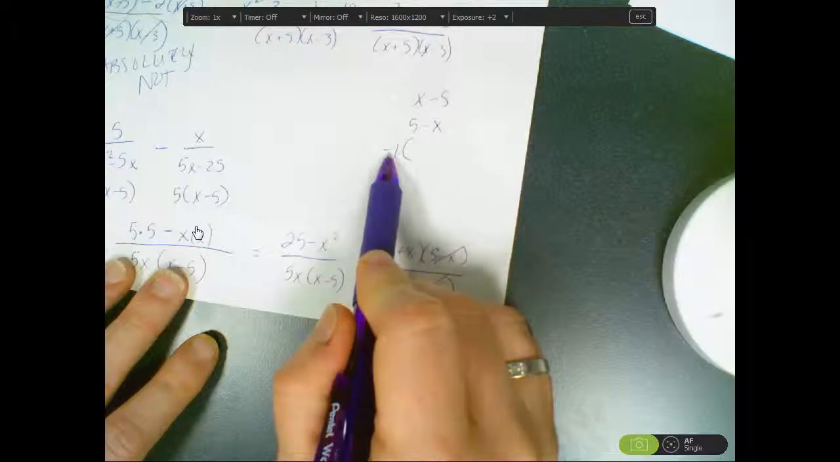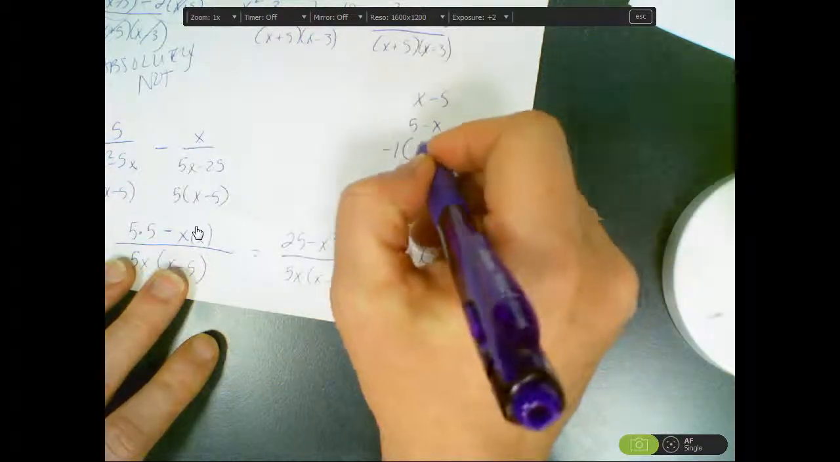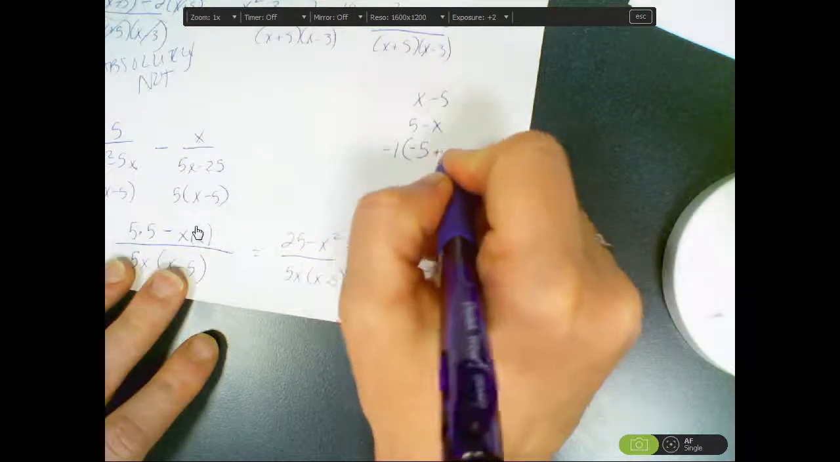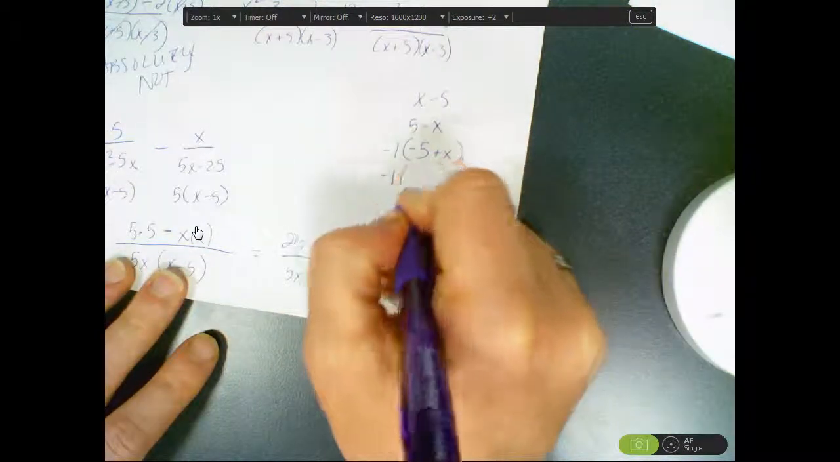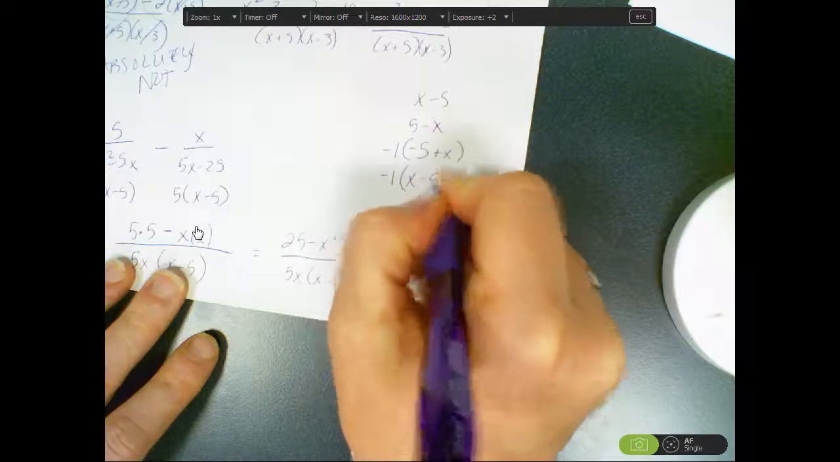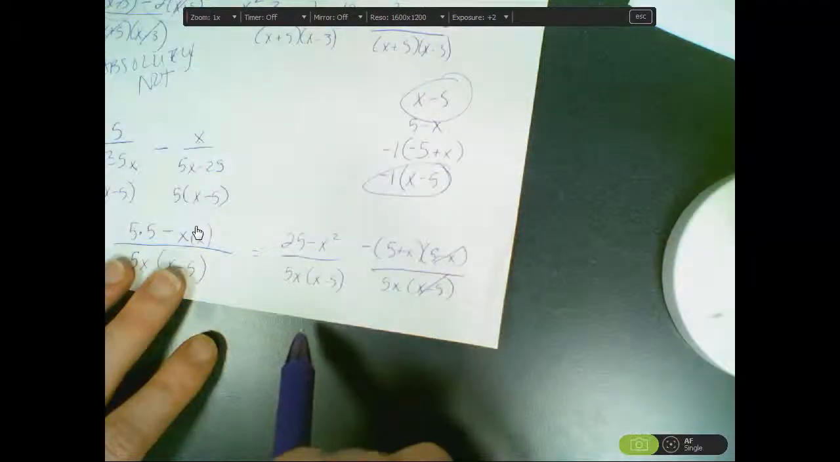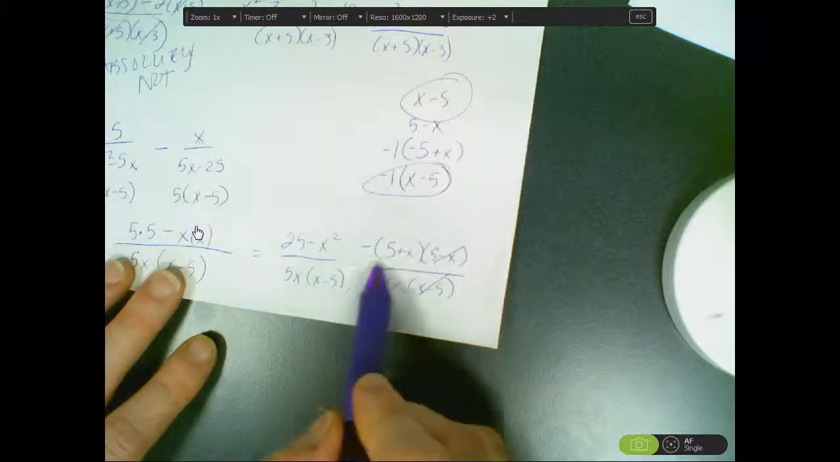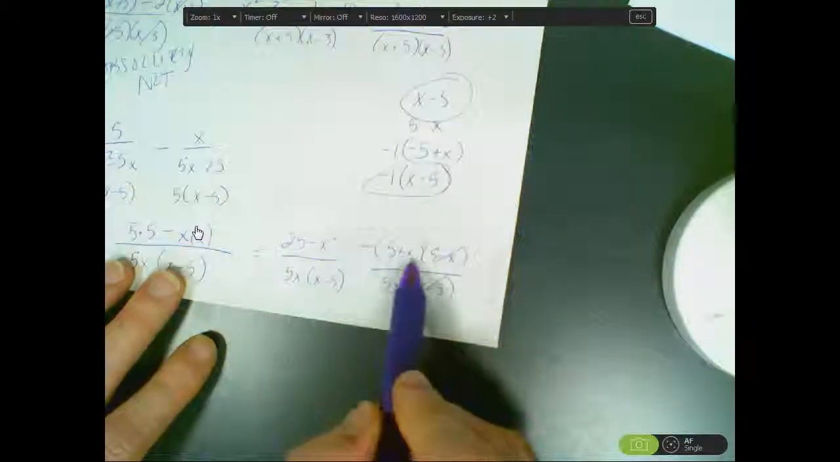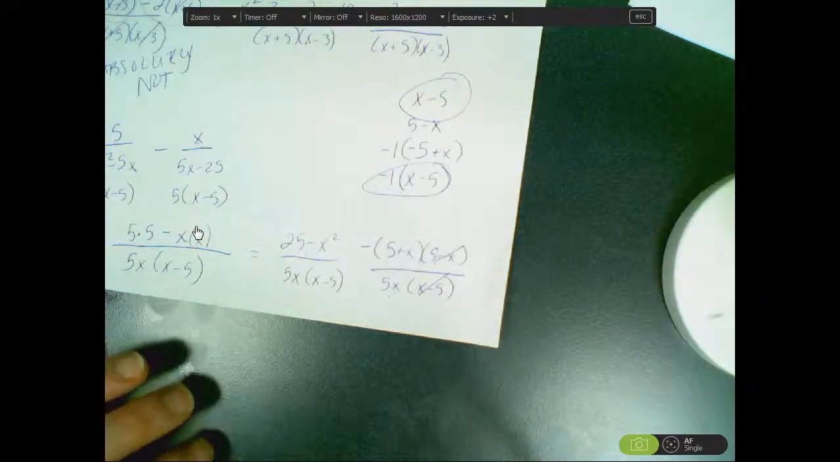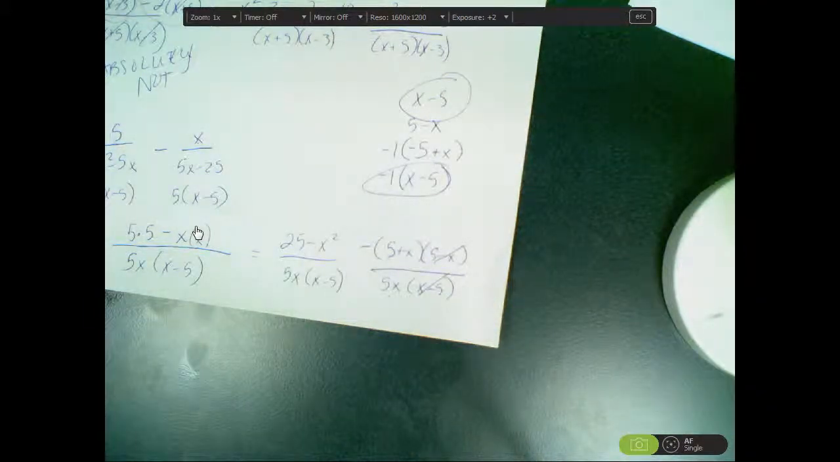When I divide 5 by negative 1, I'm left with negative 5. Negative x, if I take out a negative 1, I have a plus x. If I rewrite this and put the x first and the negative 5 second, notice that these are exactly the same, except there happens to be a negative 1 in front. So your answer to this problem would be negative parentheses 5 plus x over 5x. Nothing else can cross out. Okay, I know that's pretty much as hard as it gets. That's a pretty hard question. So just be patient with me on that one.